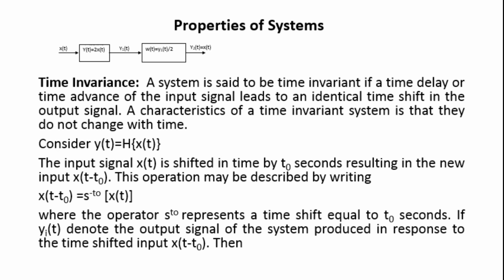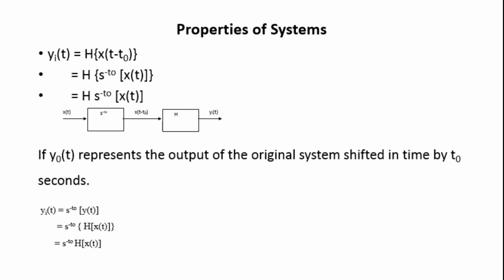t0 seconds. If yi of t denotes the output signal of the system produced in response to the time shifted input x of t minus t0, then yi of t is equal to H into x of t minus t0, which is equal to H into S to the power minus t0 into x of t. So x of t is the input to S to the power minus t0, output is x of t minus t0, which is applied as input of the second system, and output is yi of t.